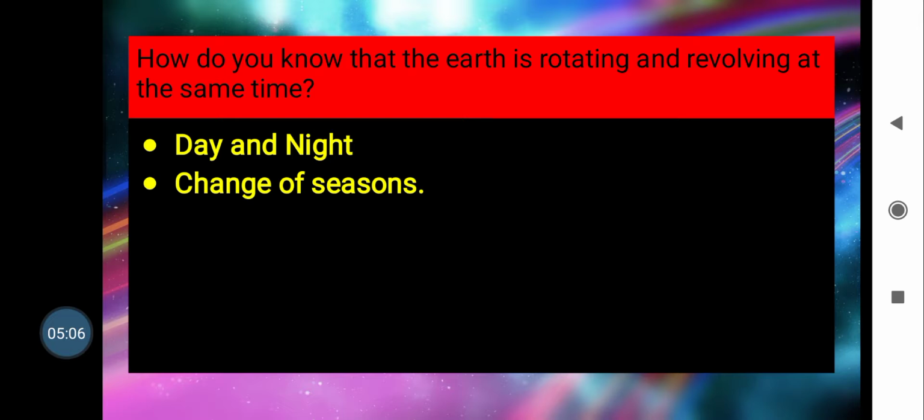So, how do you know that the earth is rotating and revolving at the same time? As we get day and night and the seasons change, we know that the earth is rotating and revolving at the same time.